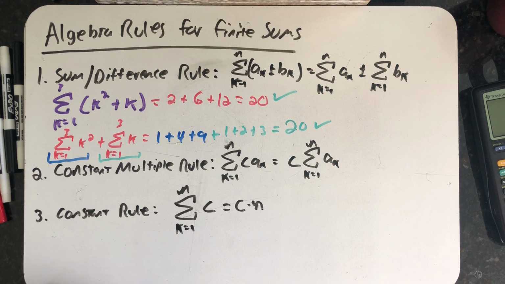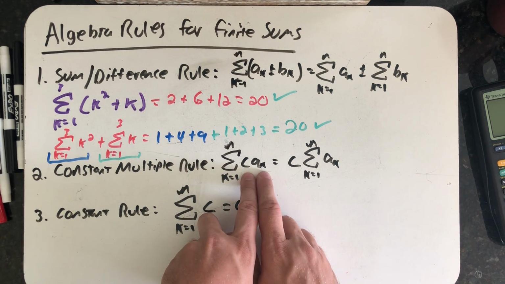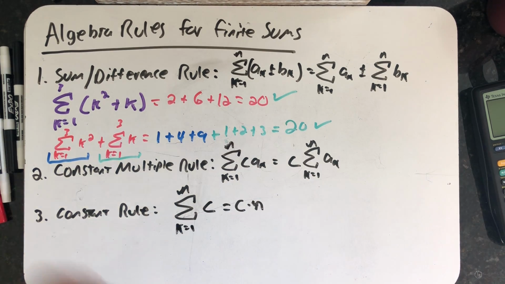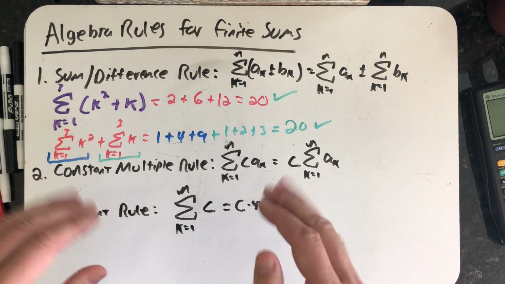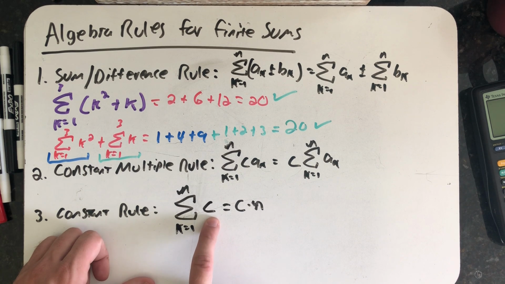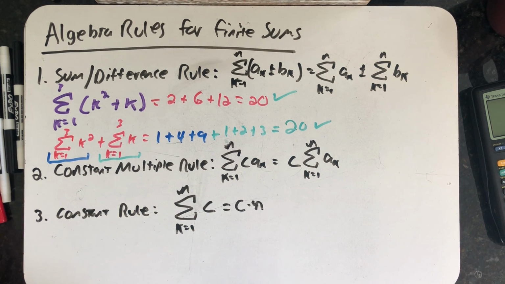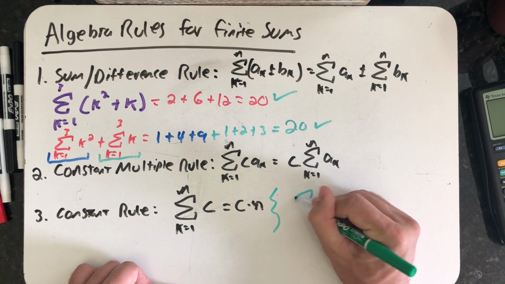My next algebra rule for finite sums is the constant multiple rule, which says if I have a formula that has a constant multiplied to it, I can factor the constant out. That's just the distributive rule of multiplication over addition. You can factor out that constant. The constant rule says if I add a constant to itself n times, I get n times that constant. And that rule is often forgotten by students later on, but it's actually kind of silly.